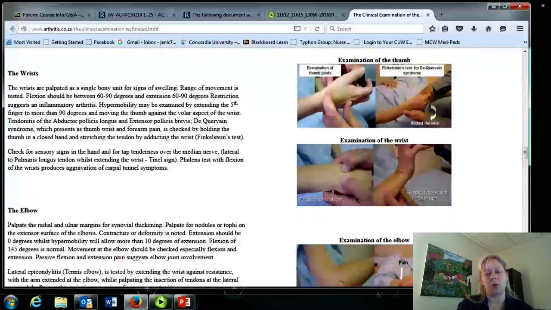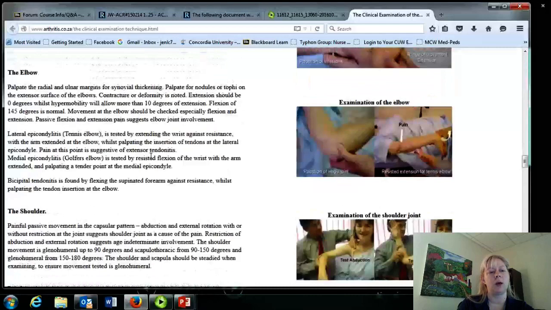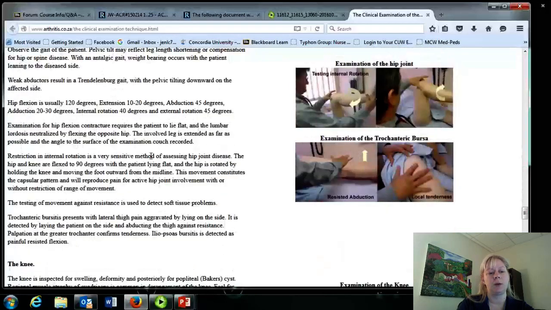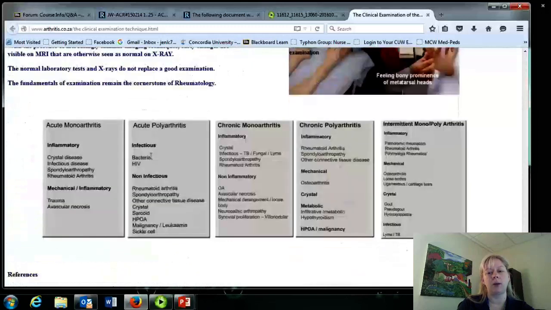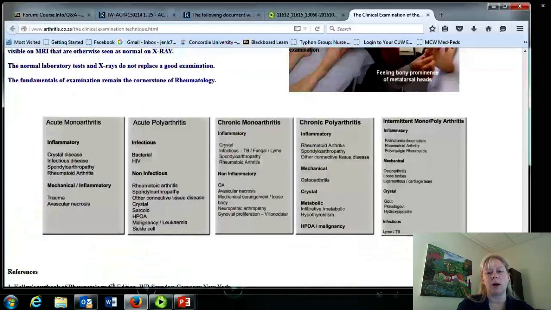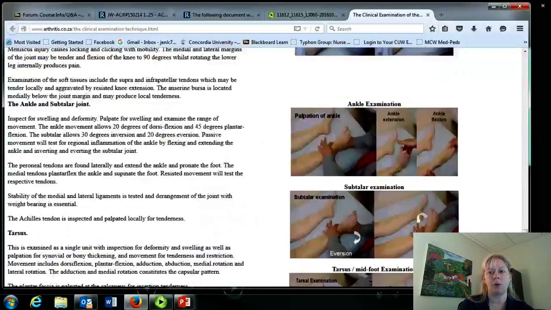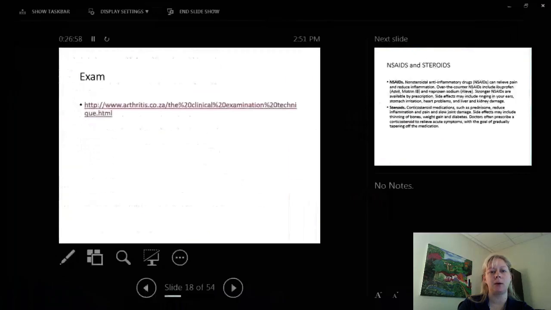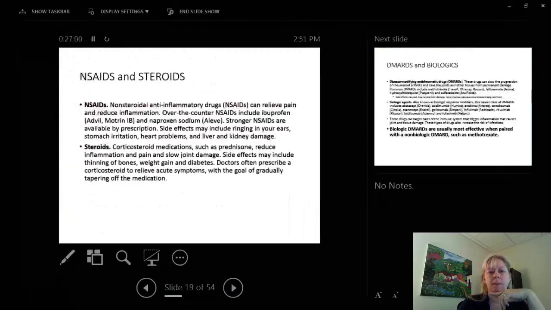Even for ortho exams, it'll do the Finkelstein's test for de Quervain's. I know we're not talking about that, but just for your own reference, it'll go through the elbow, the shoulder. I'm not going to go through each one in detail, but I did not want to forget to show you this. And this is really nice because it goes through different differentials for you. Okay, so I'm going to get back now to my next slide.